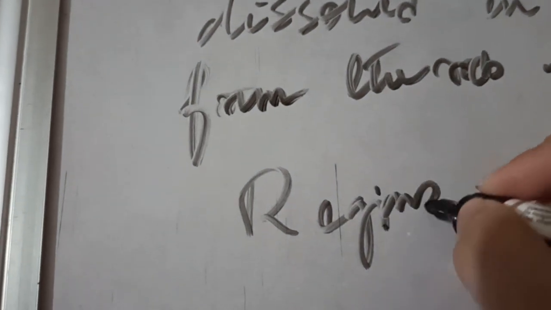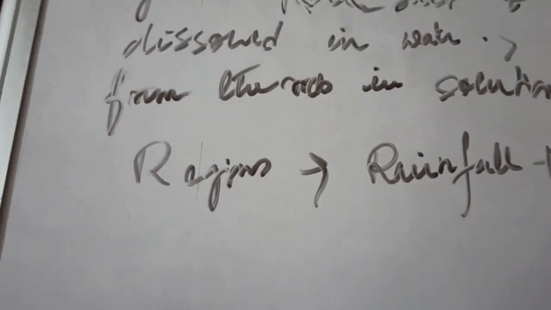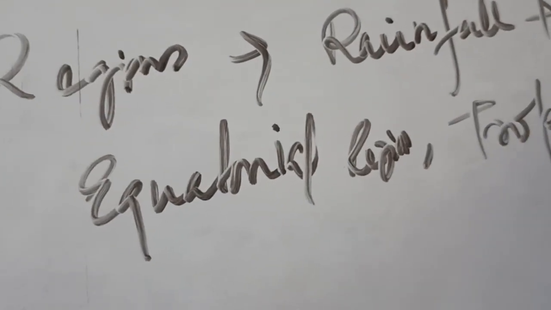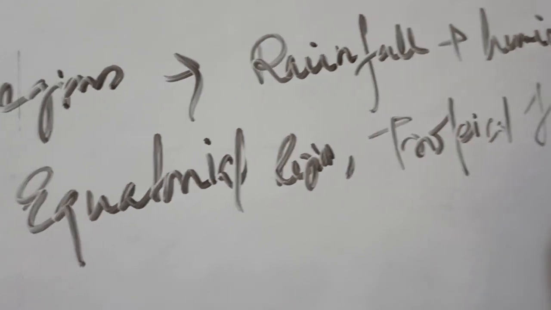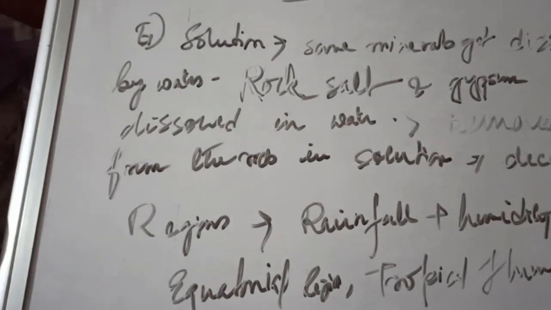Next, the regions where we generally find chemical weathering most predominant and effective are the regions where the rainfall amount is high and the humidity is also high. Specifically, based on climatic region, in the equatorial region and the tropical humid region, chemical weathering is more predominant than the physical form of weathering.